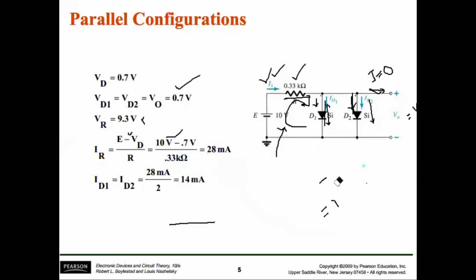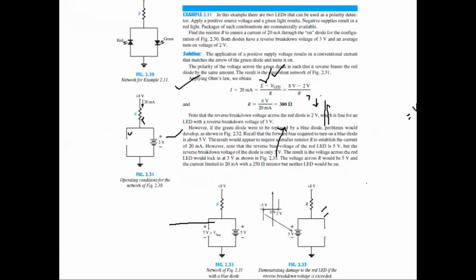So this is the forward direction current movement, etc. Let's move on. This is another example. Kindly have a look at this example. This is example 2.11 in your book. Kindly take a look.